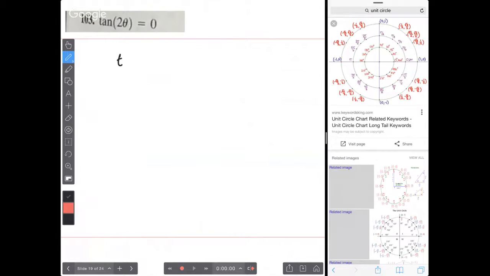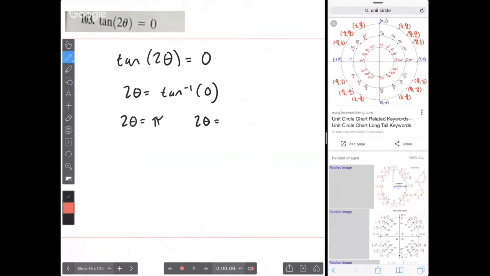So, starting from the top, tangent of 2 theta equals 0. 2 theta equals inverse tangent of 0. That should be at 2 theta equals pi, and 2 theta equals 2 pi. There's my problem. How did I know that the period was pi over 2, says Emily?